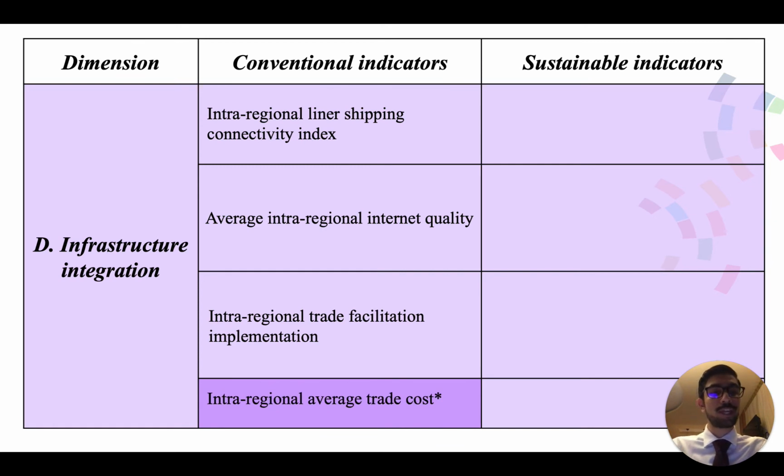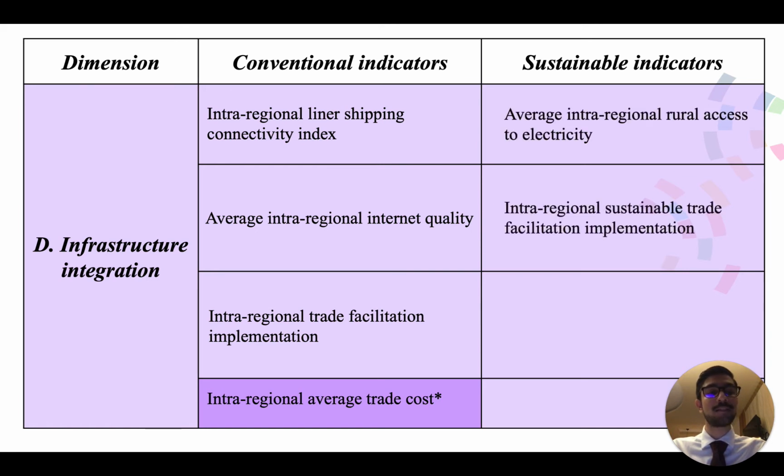Sustainable infrastructure integration can be defined as the strengthening of domestic and cross-border infrastructure with a focus on inclusive access. It is conceptualized to encompass the areas of inclusive access to electricity and internet, which are most relevant to achieving SDGs 7 and 9, as well as trade facilitation implementation directed towards small and medium-sized enterprises, agriculture, and women. This inclusive coverage and access to hard and soft infrastructure will broadly contribute towards achieving SDGs 2, 5, 9, 10, and 11.